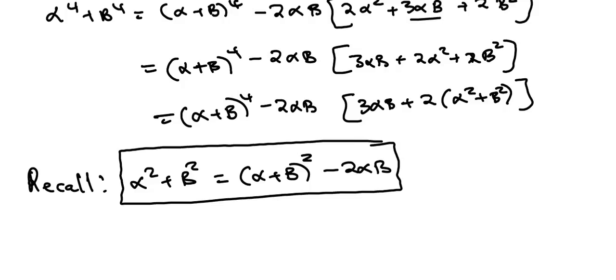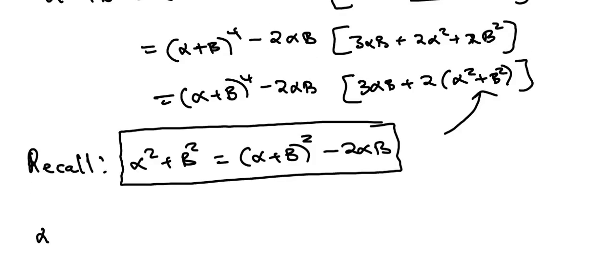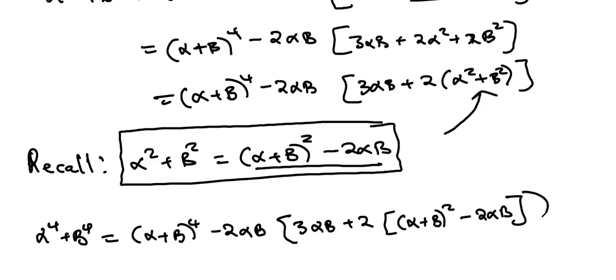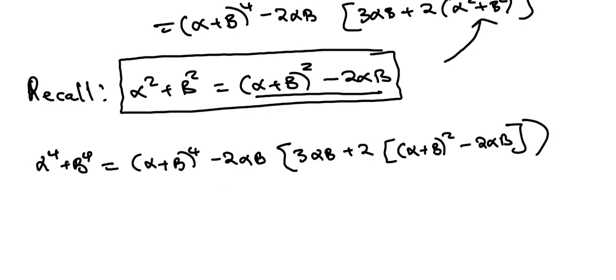So we're going to replace this part here where there's alpha squared and beta squared. So now we're saying alpha to the power 4 and beta to the power 4 is equal to alpha plus beta to the power 4 minus 2 alpha beta. Then this is 3 alpha times beta plus 2. Where there is this, we're replacing this part because alpha squared and beta squared is this, right? So here we're going to put alpha plus beta squared minus 2 alpha beta. That's what we have. So now we have the full expression for alpha to the power 4 and beta to the power 4. We can now do the replacement.